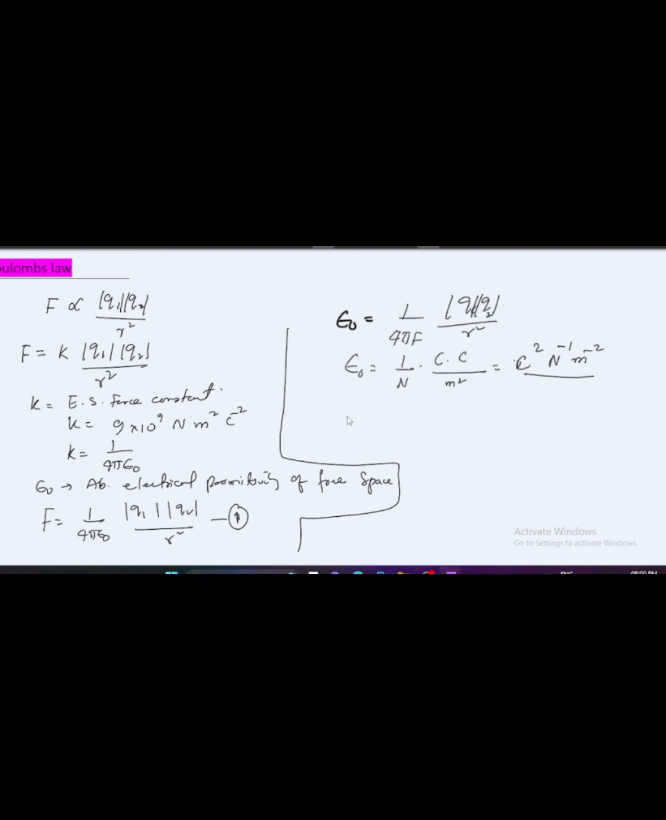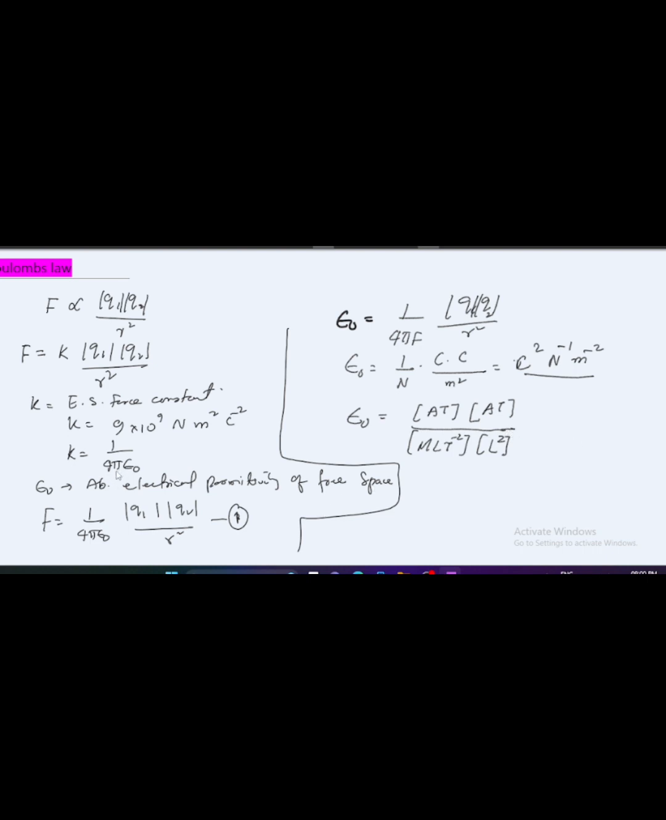Let's talk about the dimensions of epsilon naught, the permittivity of free space. For Coulomb, we have AT as the dimensional formula, and again because there are two, AT squared, divided by Newton, which is force, so we have the dimensional formula MLT to the minus 2, and for meter square we have L square. So this is the dimensional formula for this.